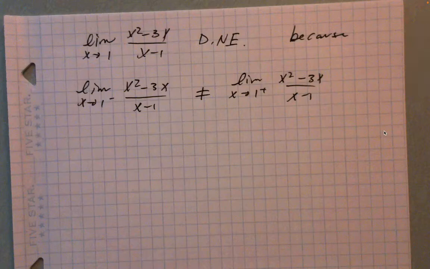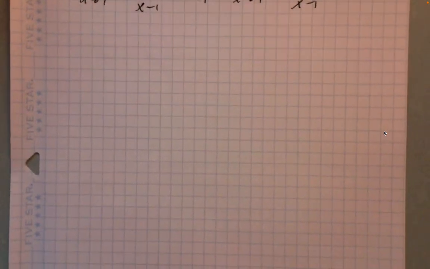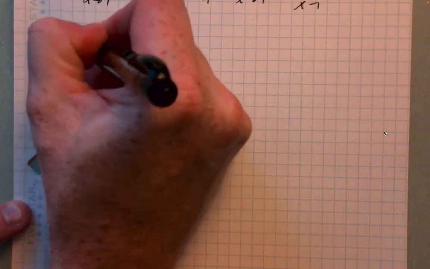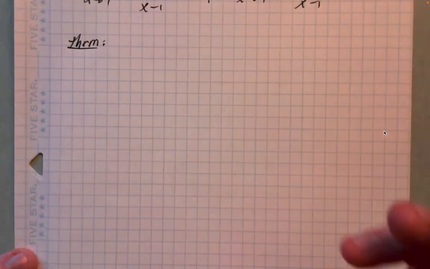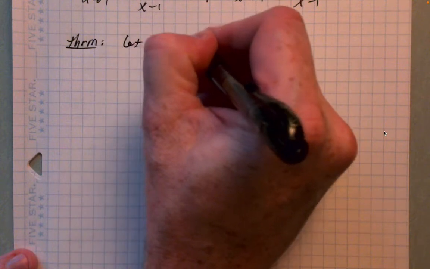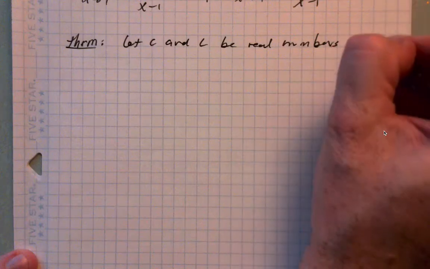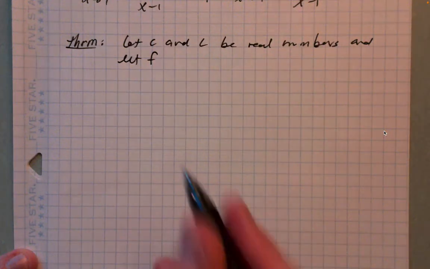All right, very good. So that's the last example. I do want to end with a nice theorem that can be used if you're following along with homework in this course. This is very convenient. Theorems are usually convenient. They're usually meant to be helpful. What's the point otherwise, right? So let C and L be real numbers, and let f and g be functions.